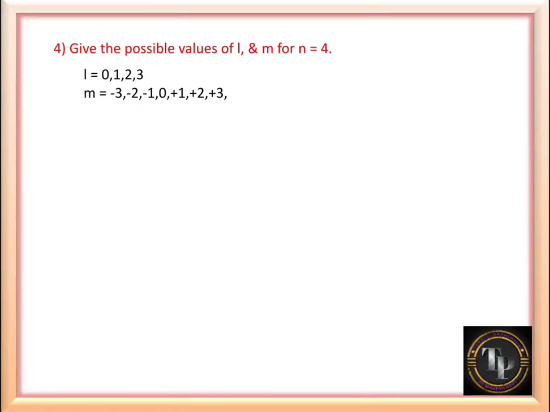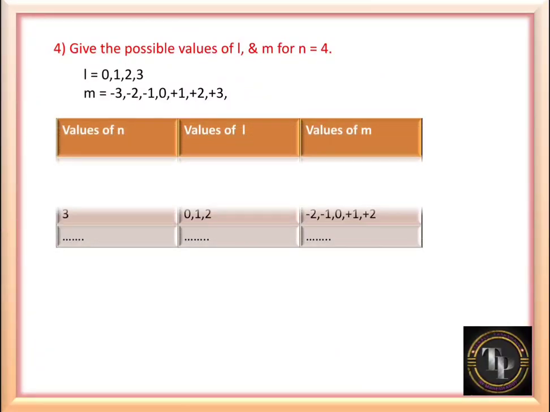So now m value always plus or minus l. Sir, what is this? See, for example, l value is up to 3. That means your m value from minus 3 to plus 3. For example, l value is 2, your m value is always from minus 2 to plus 2. Following my point, so l values are 0, 1, 2, 3 means m value will be minus 3, minus 2, minus 1, 0, plus 1, plus 2, plus 3.